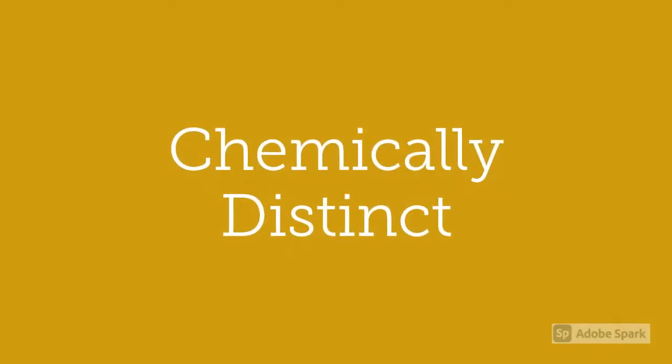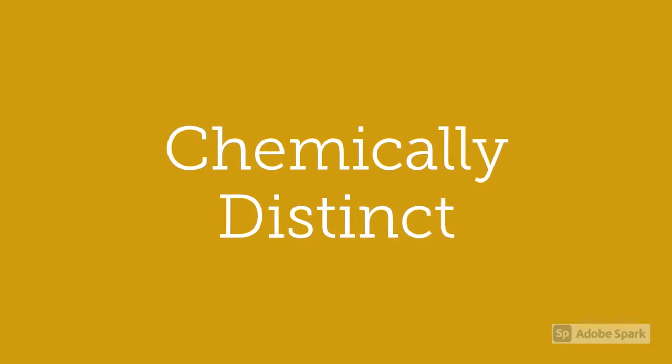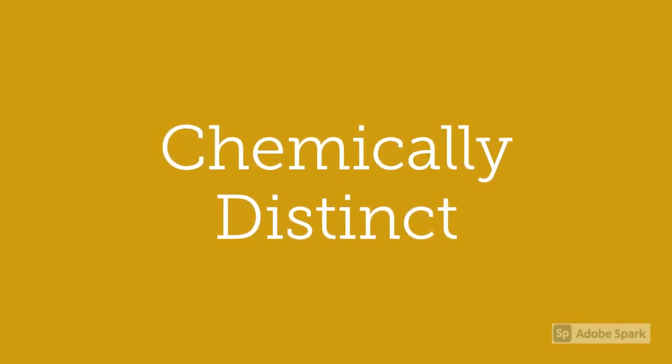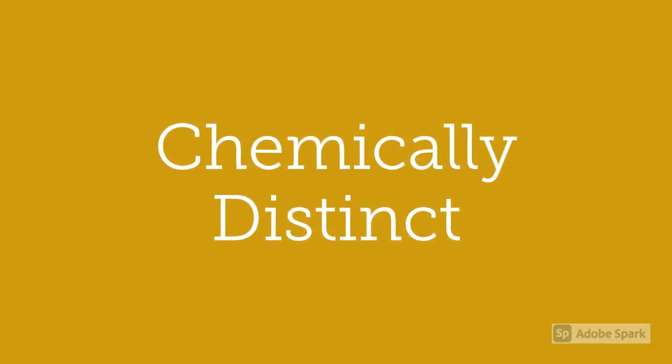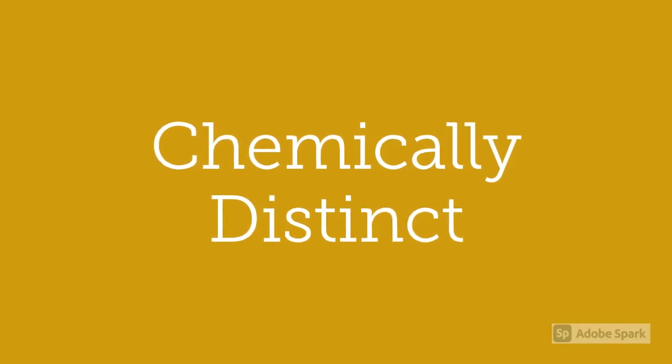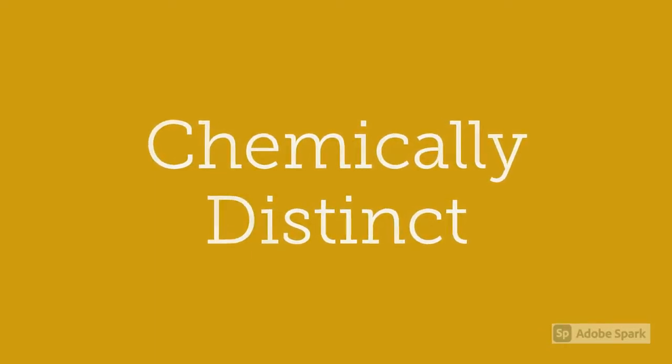Each neurotransmitter has a chemically distinct, different shape. For a neurotransmitter to affect a neuron, it must perfectly fit the receptor site.